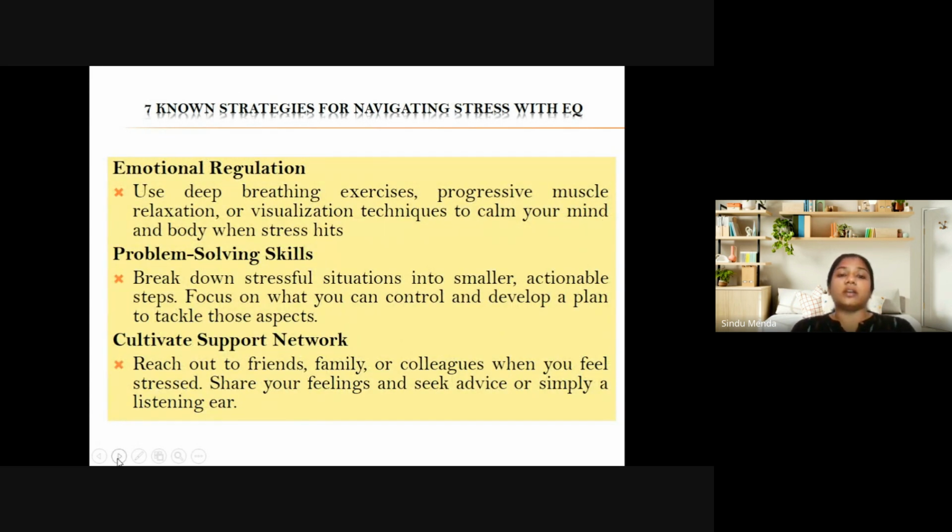Coming to the next one, emotional regulation. What is emotional regulation? How can we regulate our emotions? Use something like a deep breathing exercise, like pranayama. In that there are different kinds of techniques: pranayama, anuloma, viloma.